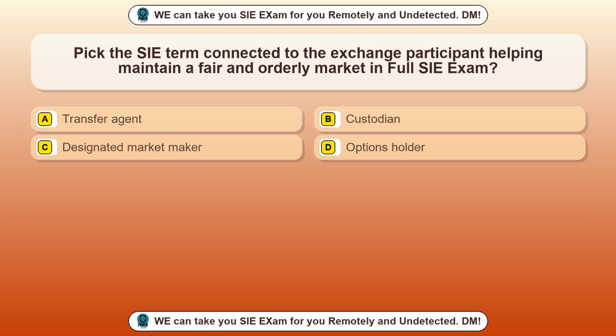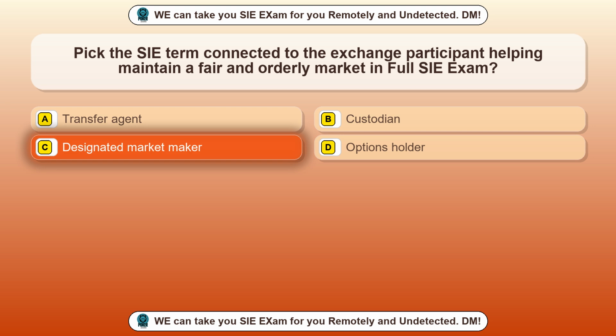Question 90. Pick the SIE term connected to the exchange participant helping maintain a fair and orderly market in full SIE exam. Option A, transfer agent. Option B, custodian. Option C, designated market maker. Option D, options holder. The correct answer is option C, designated market maker.